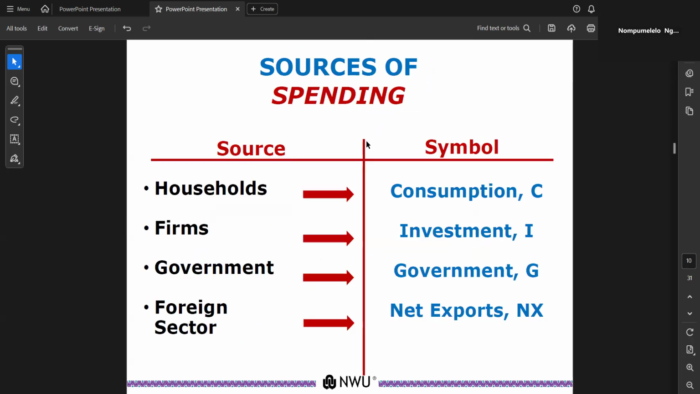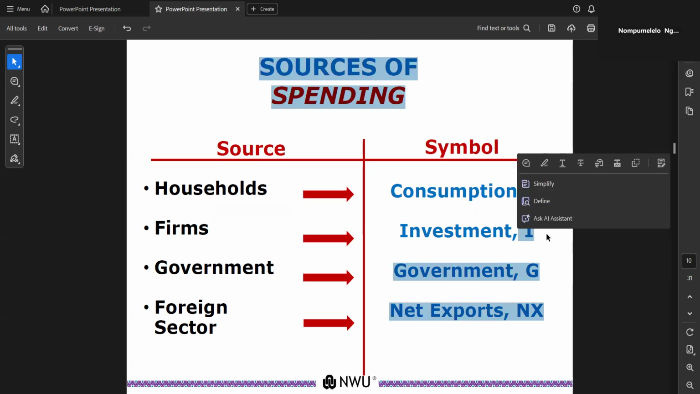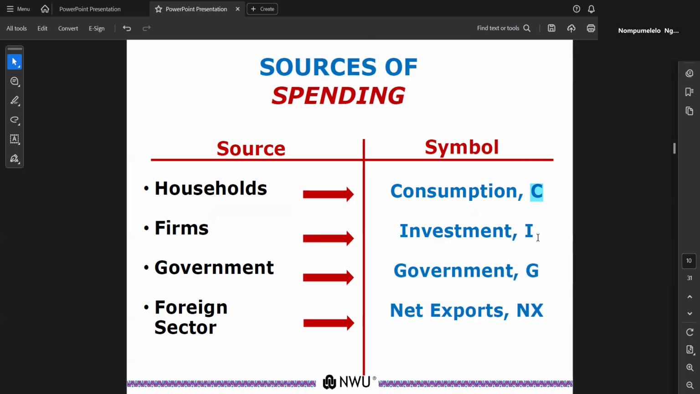Now we look at the sources of spending. The sources of spending are households, firms, government, and the foreign sector. They spend in the economy. Households consume goods and services, so the symbol is consumption, C. And then firms invest in the economy. The symbol is I. How do they invest? When they purchase capital goods.